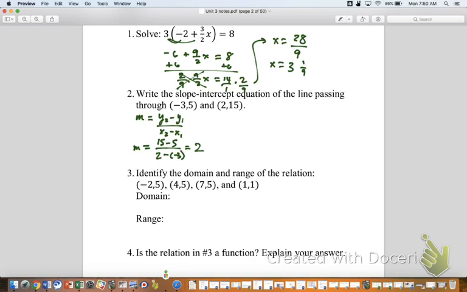So I'm going to use point slope to help me get started. I will write y minus 15 is equal to 2 times x plus, or minus 2, excuse me. And that, of course, is point slope. For me to get to slope intercept, what would be my first step?